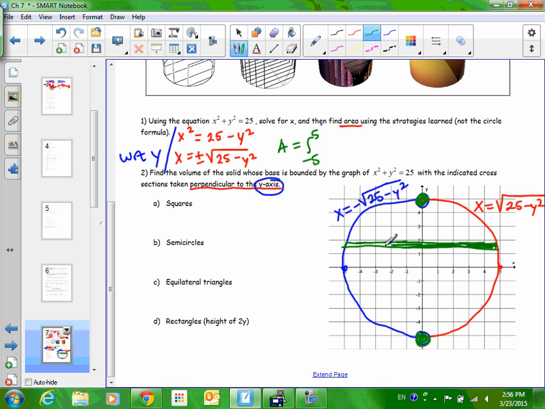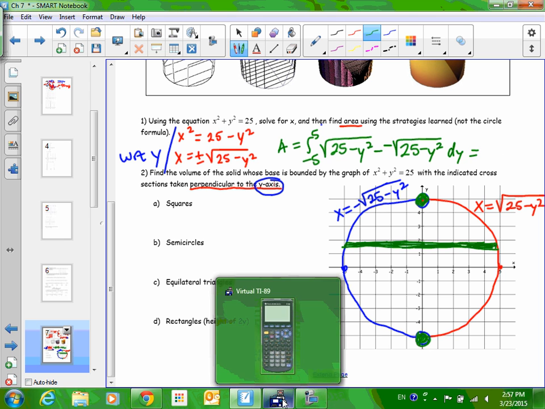The way we found area was we just calculated, well, how long is that? It's right minus left. So the square root of 25 minus y squared minus negative square root of 25 minus y squared, dy. That's just finding area. To change this into a volume problem, we're only going to have to do just one more thing to it.